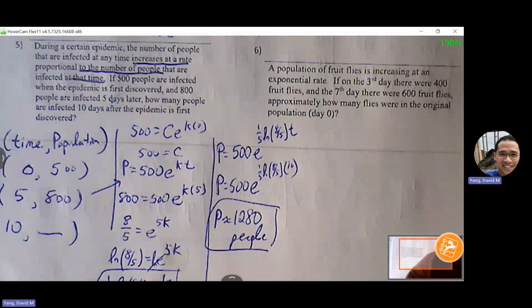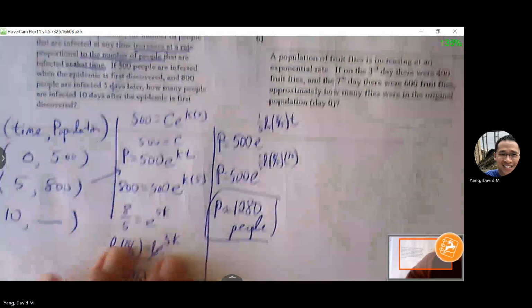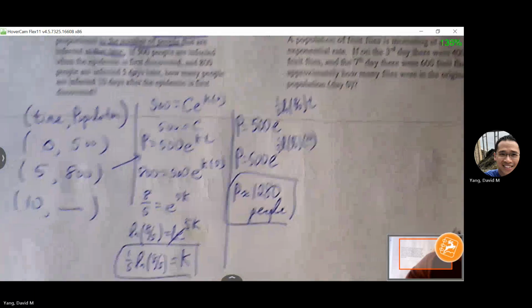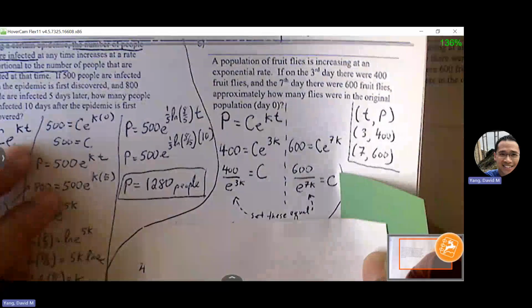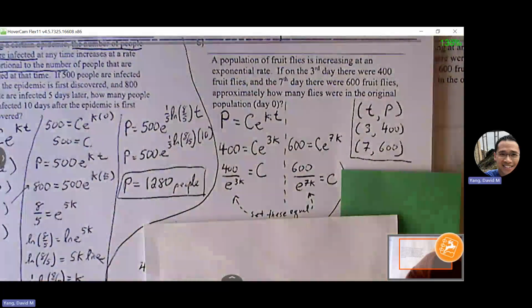Okay, take a look at number 6. It's a little bit different than what we've seen, but we can still solve it. Everybody okay with 5? So number 6 says the population of fruit flies is increasing at an exponential rate. So we know it's going to be P equals Ce to the kt. On the 3rd day, there were 400 flies. On the 7th day, there were 600 fruit flies. How many were in the original population at day 0?